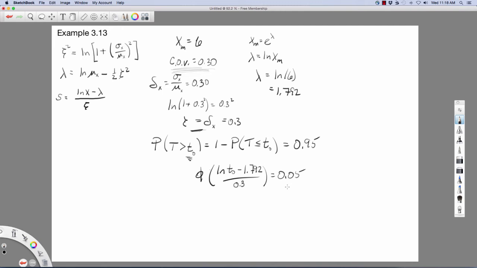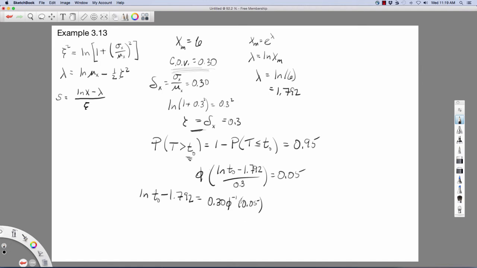Okay, so we're doing the same thing here. This is the same thing as 95%, or 1 minus 5% gives us 95%. So that's all we've done here. So we have ultimately the natural log of t0 minus 1.792 is equal to, when we take the inverse CDF function of both sides, 0.3 times the inverse CDF function of 0.05.